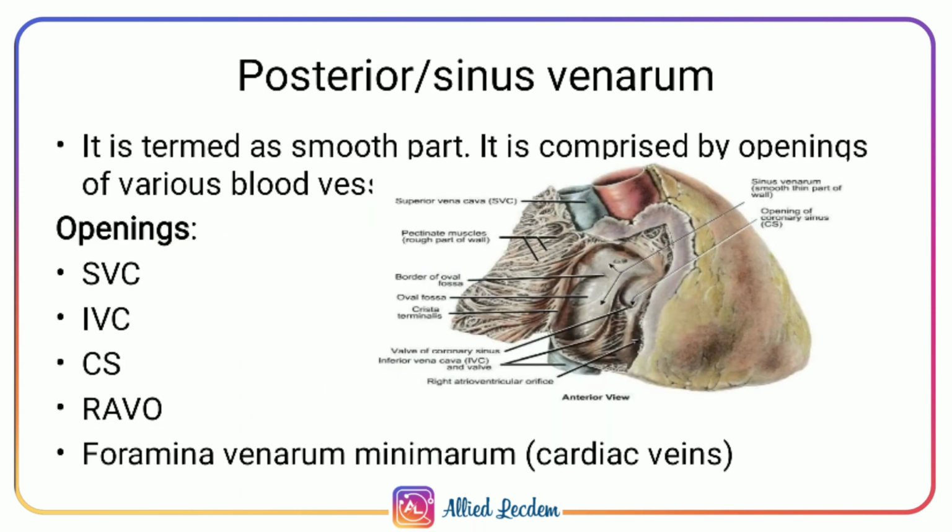The posterior wall, or sinus venarum, is termed the smooth part because it comprises mainly openings. They are the SVC, which opens in the superior part of the RA, the IVC in the inferior part of the RA, the coronary sinus behind the IVC, the right atrioventricular orifice in the posterior of the RA, and the foramina venarum minimarum. These are small, minute openings where the right atrium drains blood into itself.